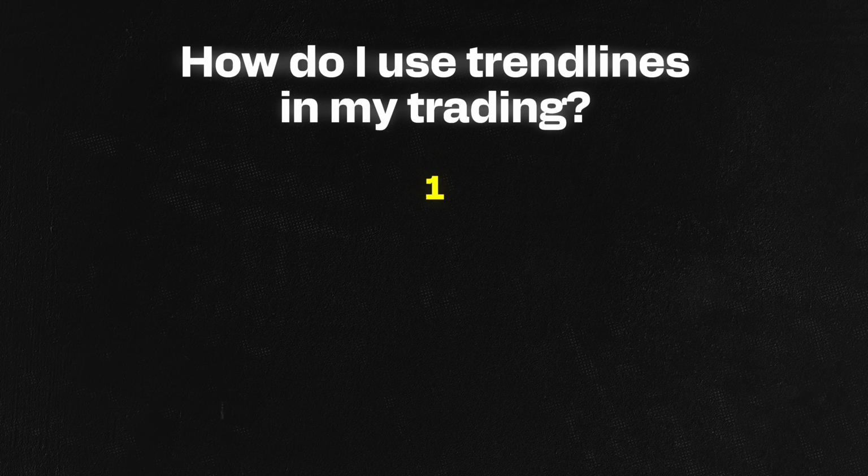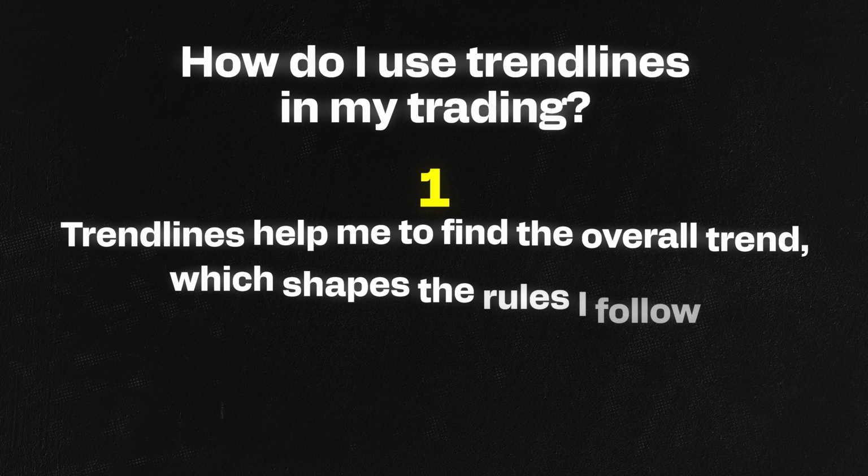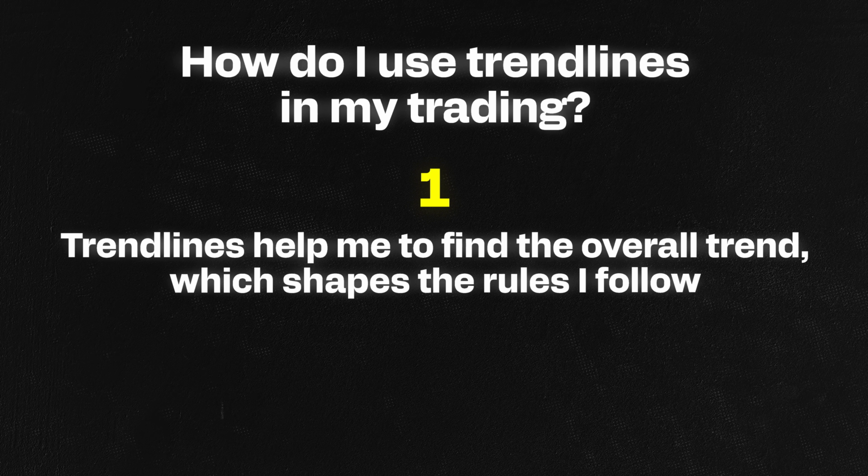So how do I use trend lines in my trading? Two main ways. First, more broadly, trend lines help me define the overall trend, which shapes the rules I follow. For example, I won't short a stock in a clean uptrend unless it capitulates in both price and volume. That discipline prevents me from fighting strength.